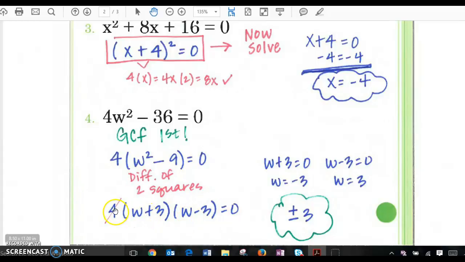Since I'm solving this one, and this is not a variable on the outside, you can just cross it off and set w plus 3 equal to 0 and w minus 3 equal to 0.